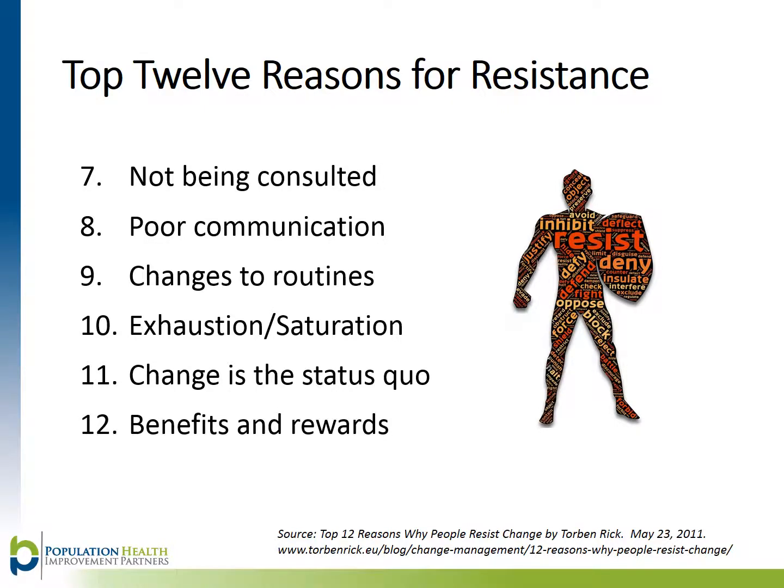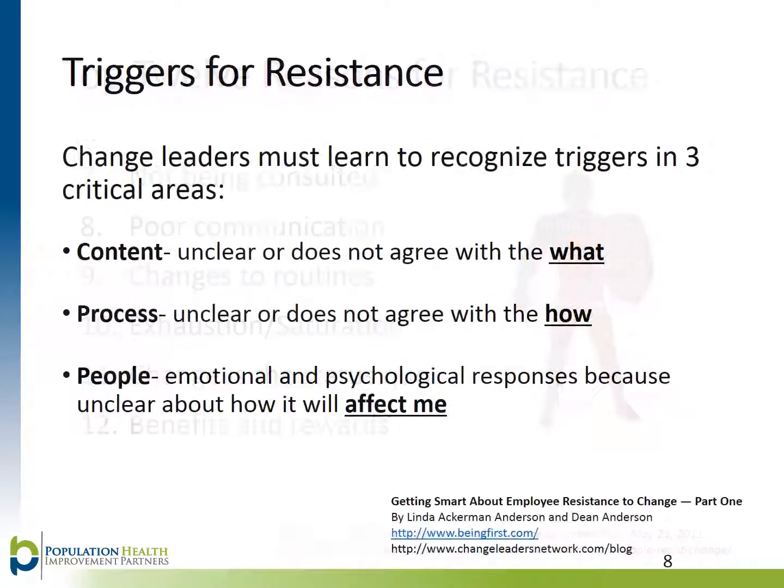12. Benefits and rewards. Employees want to see benefits of the change exceed the trouble involved. In addition to these reasons, it is helpful to recognize triggers. There are 3 critical areas that can trigger resistance: content, process, and people.